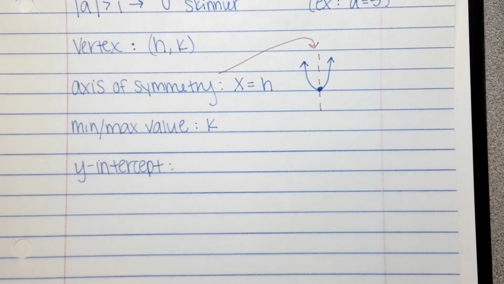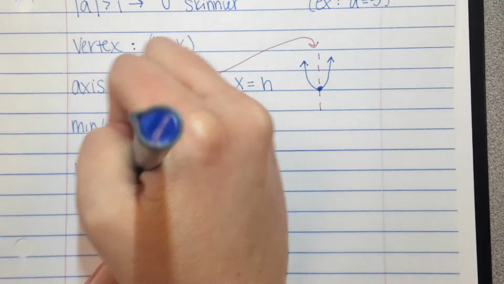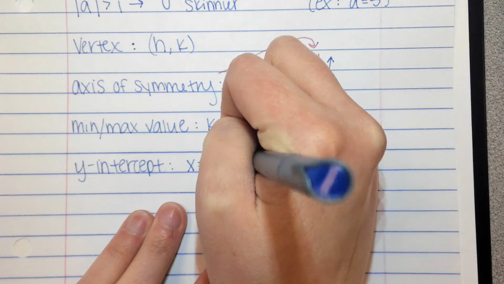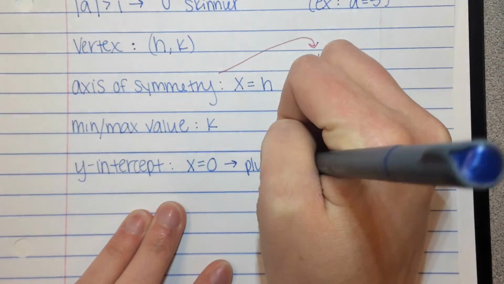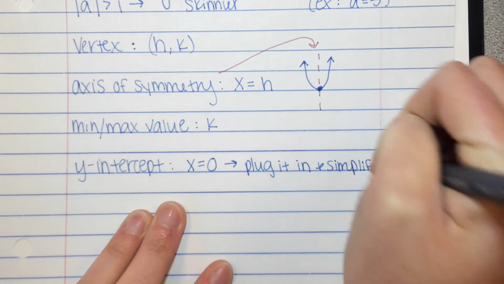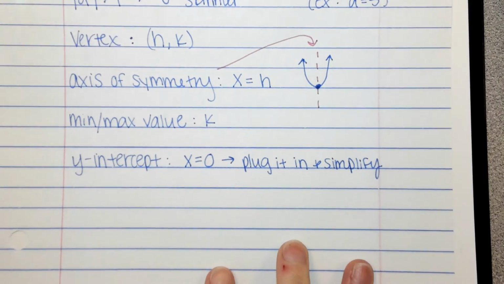Okay, next you need to know how to find the y-intercept, because some of your problems in Math Excel are going to ask you to use the vertex and an intercept to graph. And so the easiest intercept to find is just the y-intercept. So when you're looking for the y-intercept, that means x equals 0. So you plug it in and simplify. And I'll show you how to do that. But it would be good to make a note of it here, just so you know what to expect.